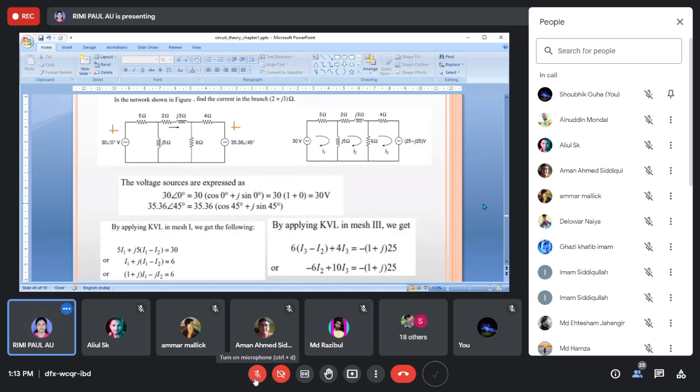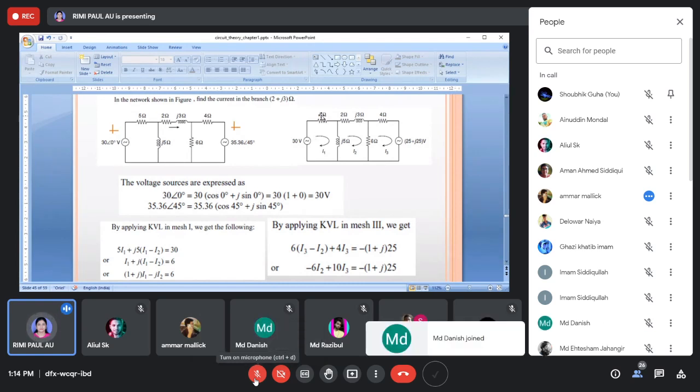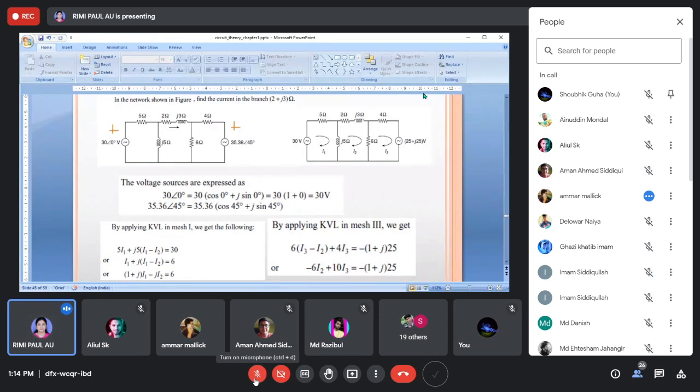Is it clear? My question is clear. What's your name? Ammar, ma'am. Ammar, my question is clear. Just tell me the component name. Suppose you are seeing this component, this is the resistor. So I3 is flowing through which resistor or through which source? Just tell me. Ma'am, can you give me an example? Any?